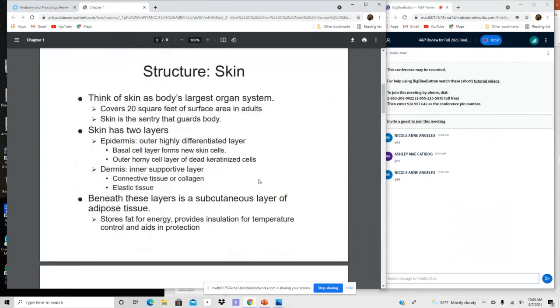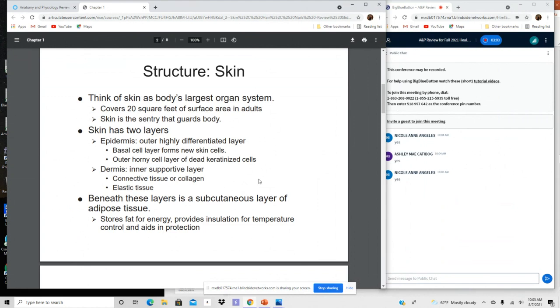So, the structure of the skin. Think of the skin as the body's largest organ system. In adults, it has a surface area of up to 20 square feet, and it's the sentry that guards the body. The skin has 2 layers. The first layer is the epidermis, the outer, highly differentiated layer. It's made of basal cells, which form new skin cells, and the outer layer has a horny cell layer made of dead keratinized cells.